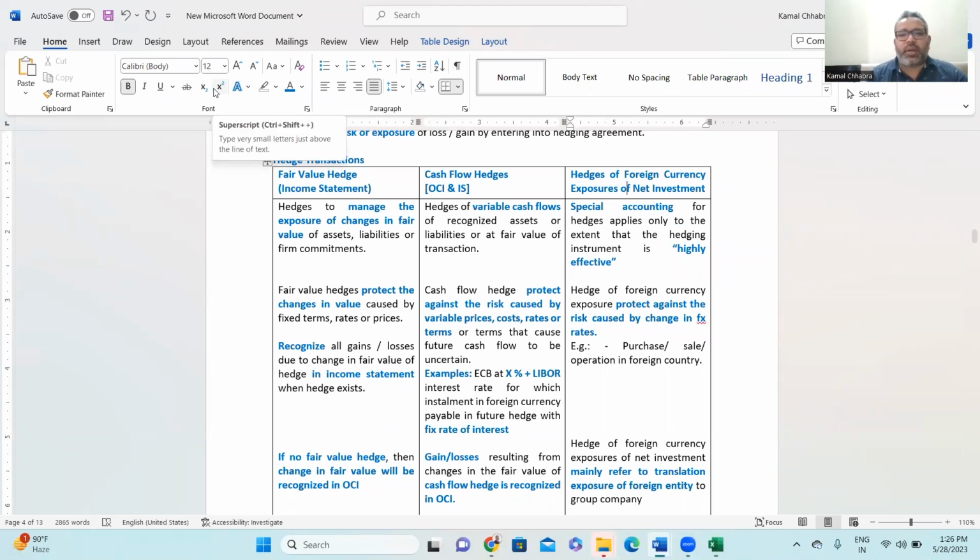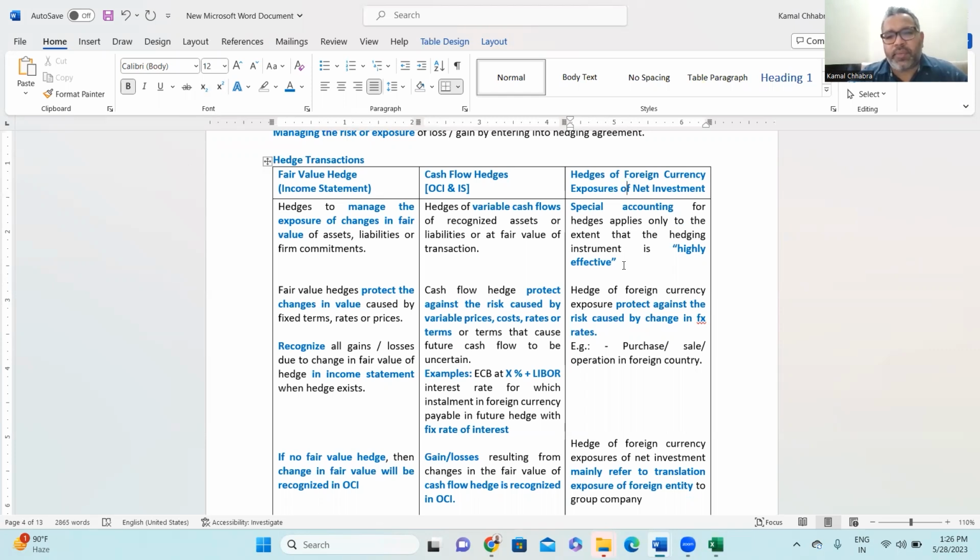Special accounting for hedge applies only to the extent that the hedging instrument is highly effective. So this accounting treatment, foreign currency exposure hedge accounting, will be applicable only when it is a highly effective hedge. If it is not a highly effective hedge, then this accounting will not be applicable.